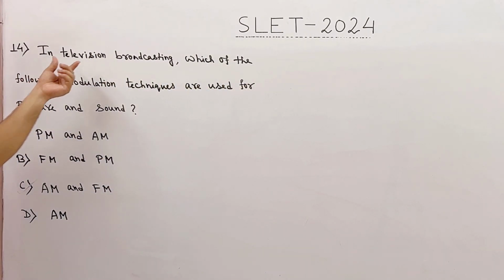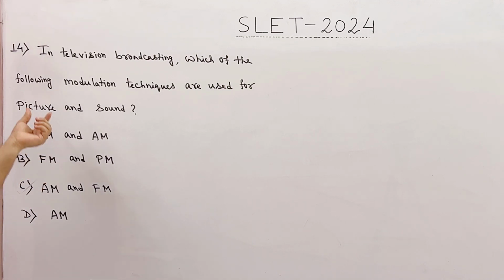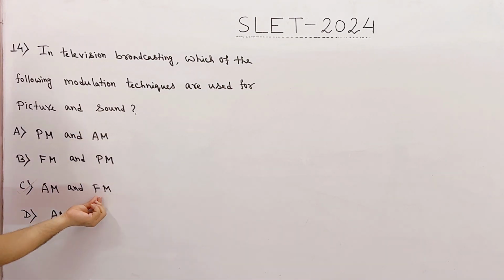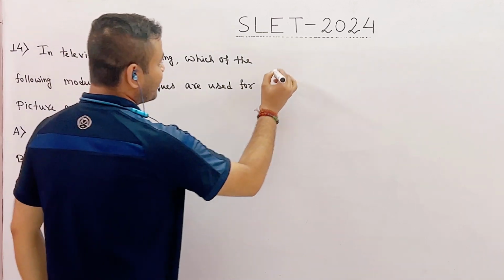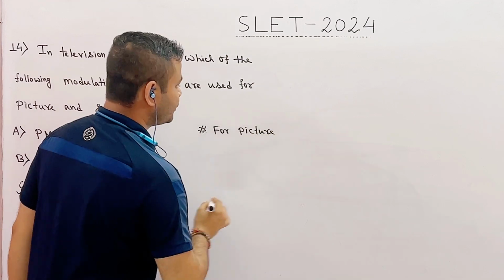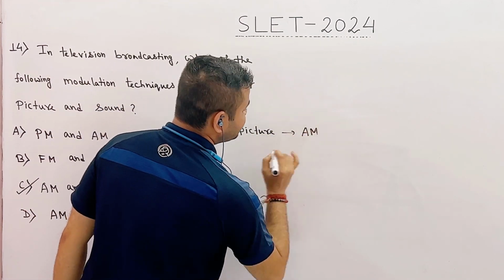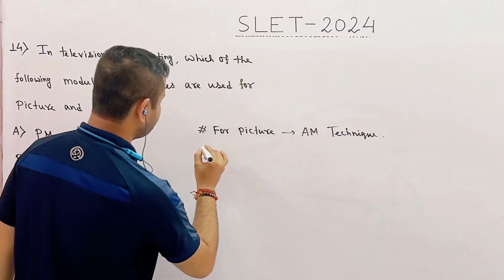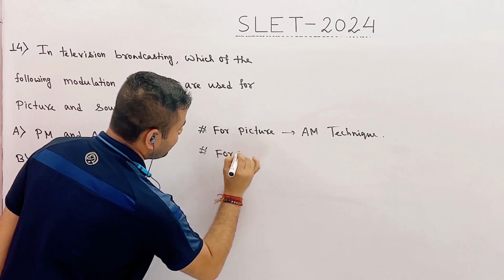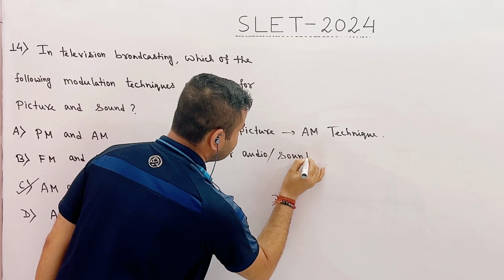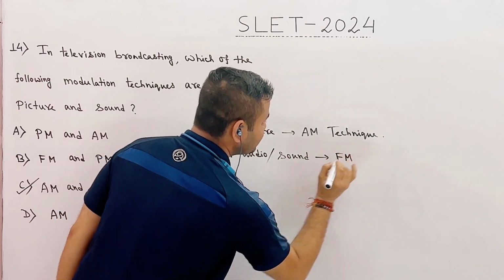Always remember, in television broadcasting, for transmitting a picture we always use amplitude modulation technique, and for transmitting an audio or sound we always use frequency modulation technique. First let me write this point. For picture we use amplitude modulation technique. For audio or sound we use frequency modulation technique.